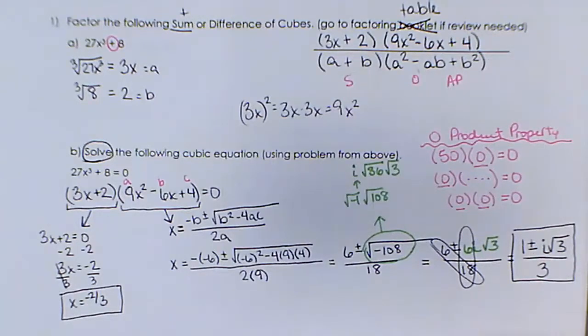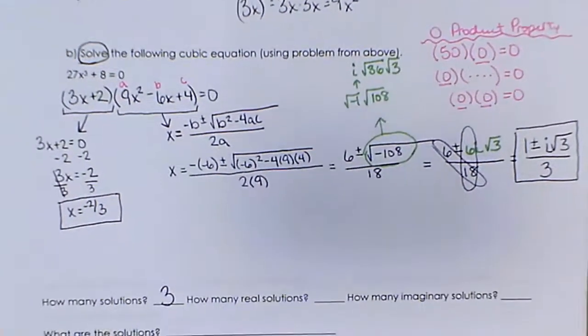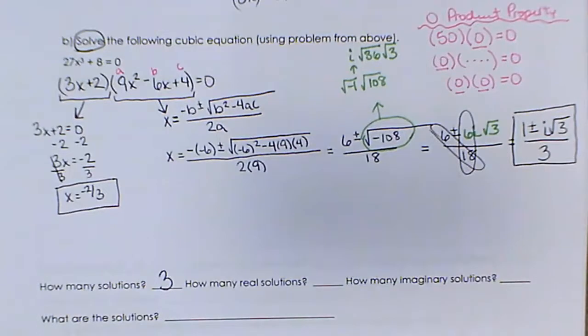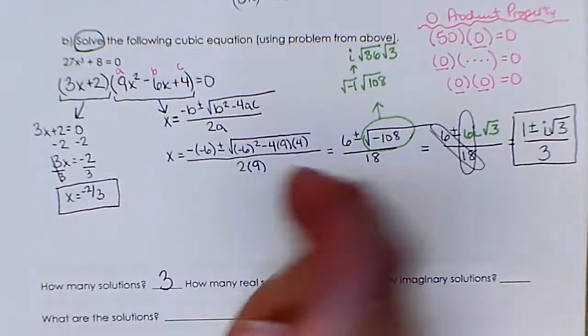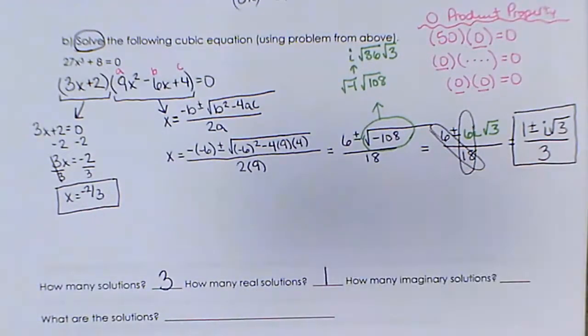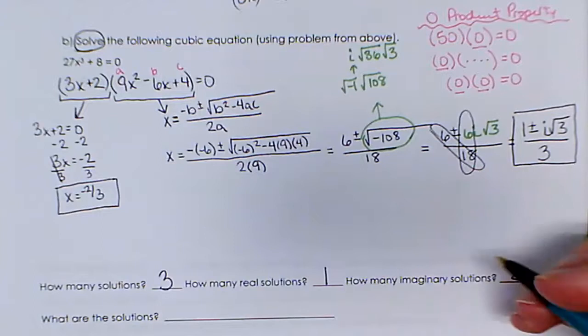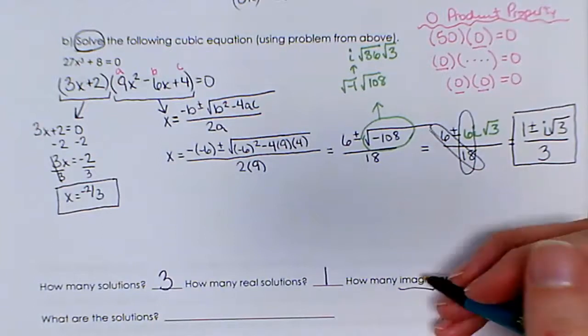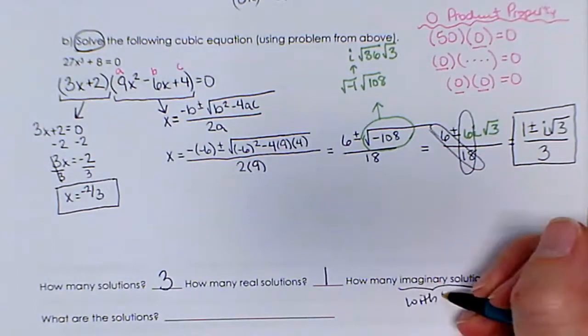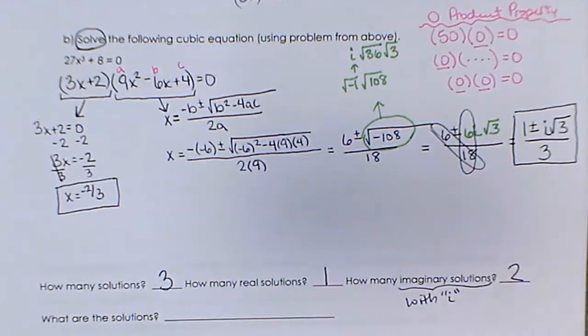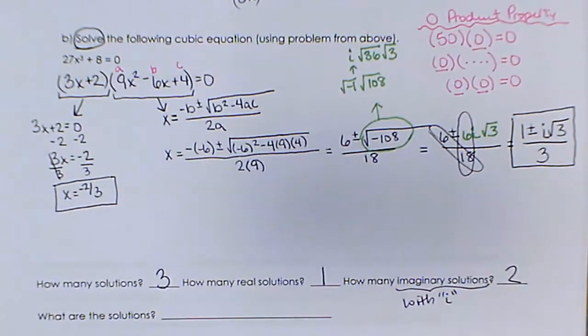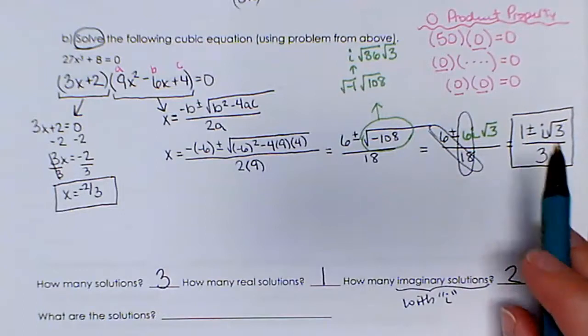So all in all, I have 3 solutions. There was only one real solution, and there were two imaginary solutions, one with a plus and one with a minus. Now this imaginary solution means with i. So how many answers did you have with i? Well, we had two of them, one with a plus and one with a minus.